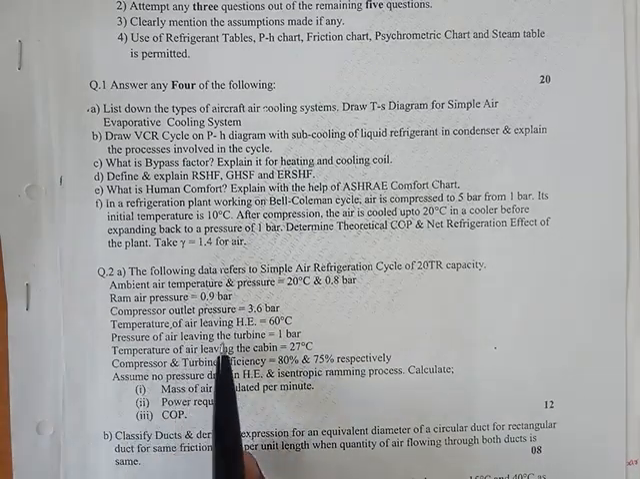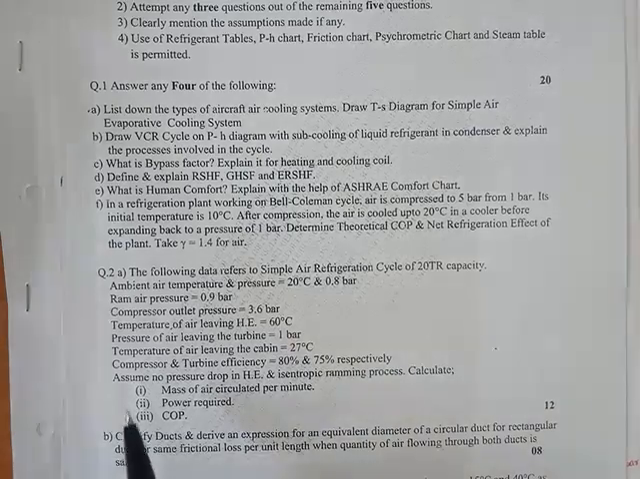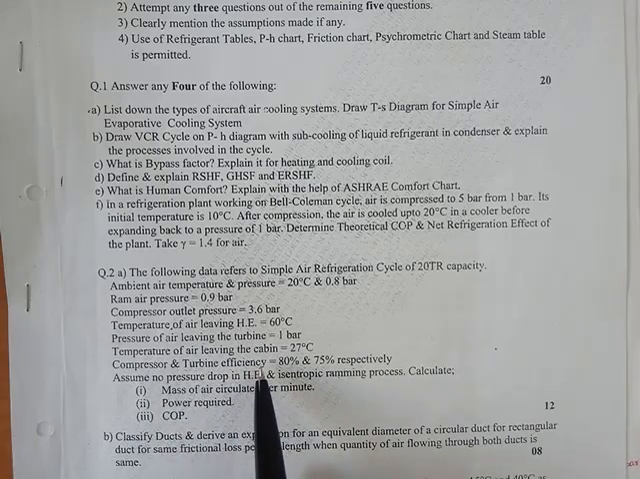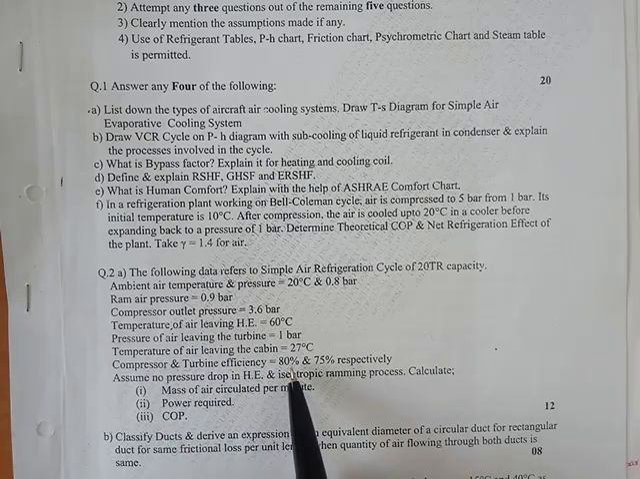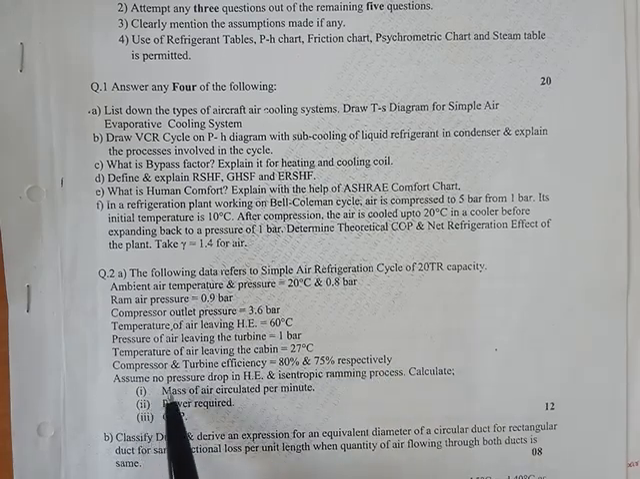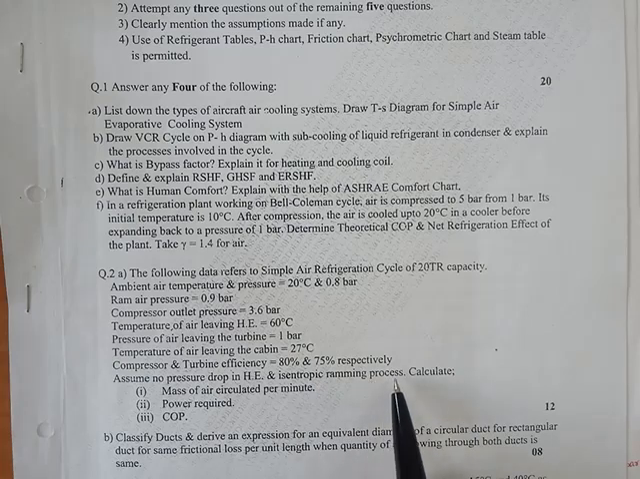Pressure of air leaving the turbine is equal to 1 bar. Temperature of air leaving the cabin is equal to 27 degrees Celsius. Compressor and turbine efficiency is equal to 80% and 75% respectively. Assume no pressure drop in heat exchanger and isentropic ramming process. Calculate first mass of air circulated per minute, second power required, and third COP of refrigeration system.